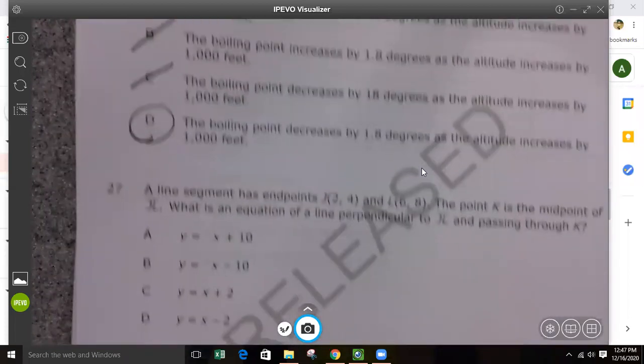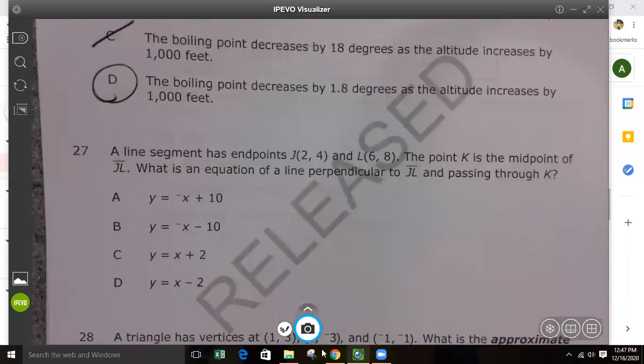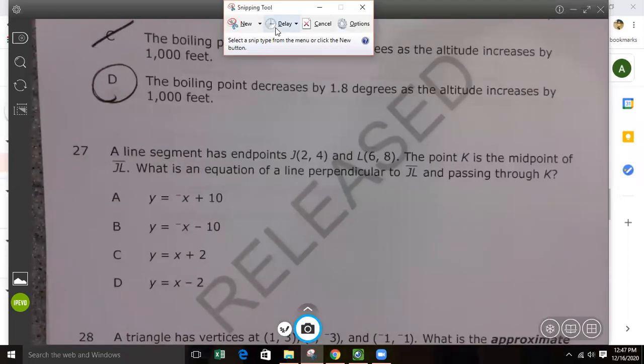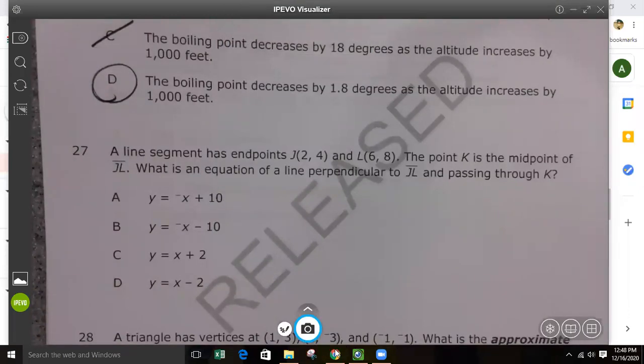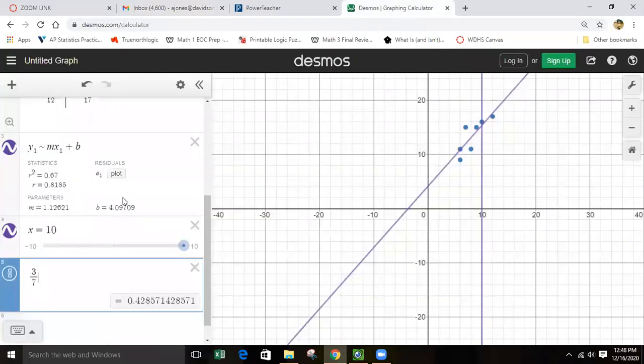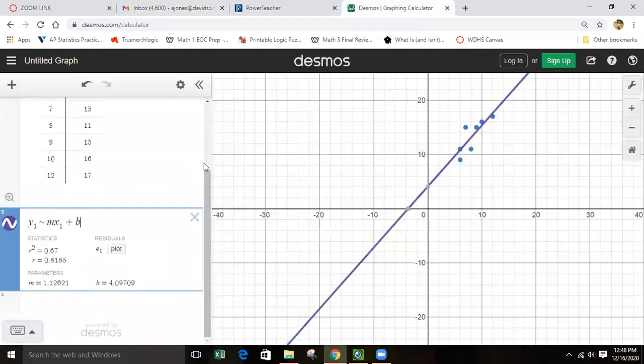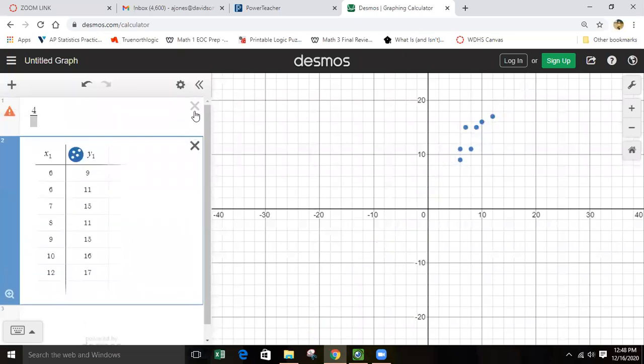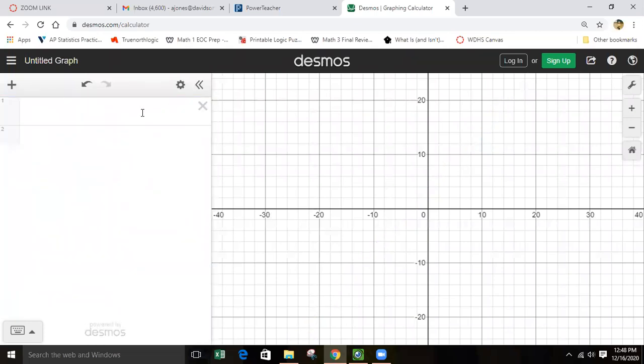27 is a Desmos question. So I'm going to jump over to Desmos. I got a bunch of stuff in here from this morning, so I apologize. All right, so it gives you the points. 2, 4. Remember, we put those in parentheses, and then we use a comma between them, so it'll graph them, and 6, 8.